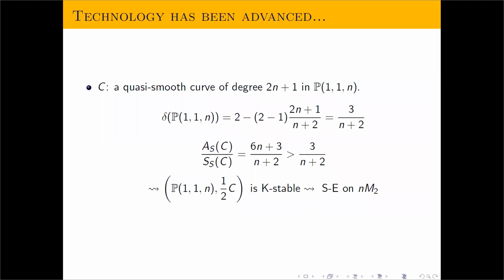And this is another application. You consider this weighted projective space P(1,1,n), and you have a quasi-smooth curve of degree 2n plus 1. The delta invariant of this weighted plane is 3 over n plus 2. This is toric, so you can easily compute it. You calculate the number required here for the theorem, and it is all satisfied. So this is K-stable, and this gives us this Sasaki-Einstein metric. It's very simple now.